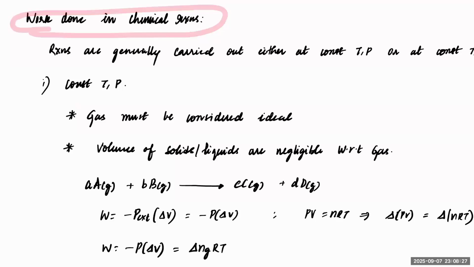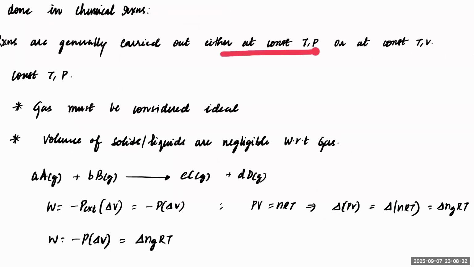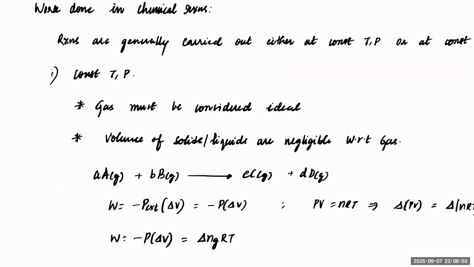Chemical reactions are generally carried out at constant temperature and pressure, or in certain cases at constant temperature and volume also. If it is at constant temperature and volume, usually there is no work done because volume is constant. So our condition is mostly constant temperature and pressure.